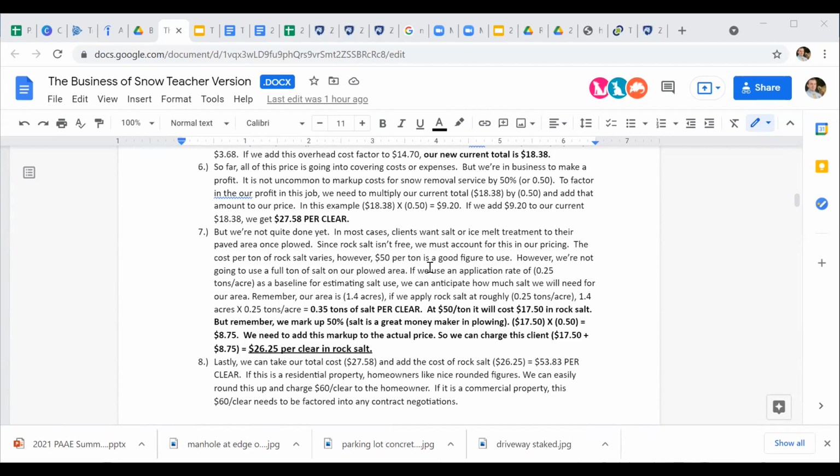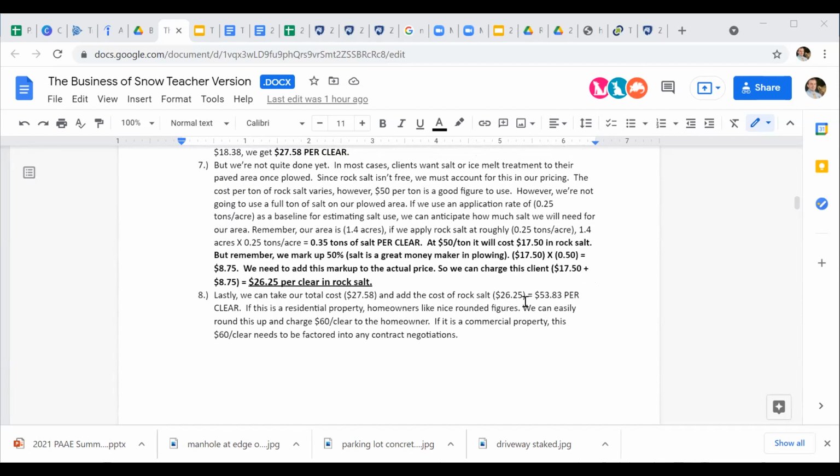If you apply the math here to our 1.4 acre scenario, applying at a rate of roughly a quarter ton per acre, we can get 0.35 tons of salt needed roughly for this application, and then apply it to our price. That 0.35 tons of salt equals $17.50. It needs to be factored into the per clearing cost, right? Which now almost doubles our total up to $26.25 per clear.